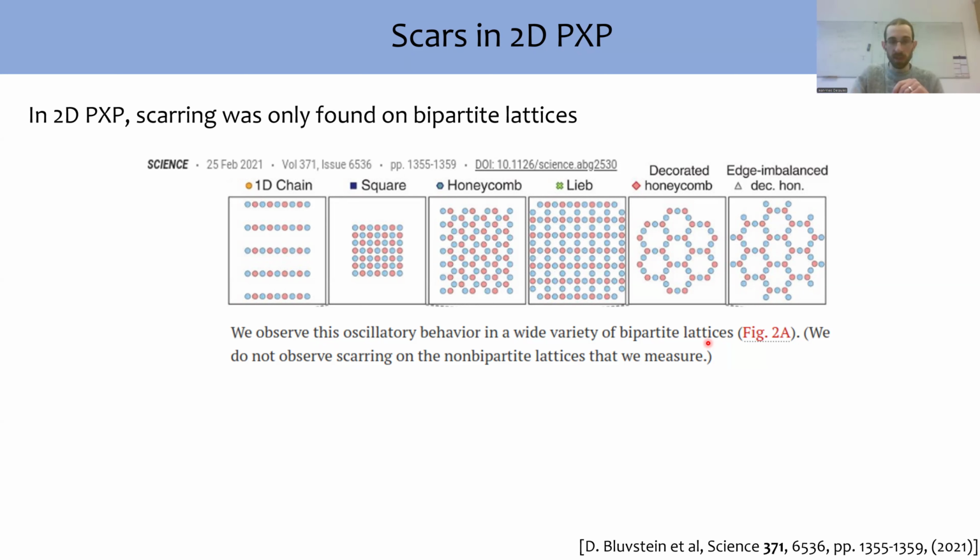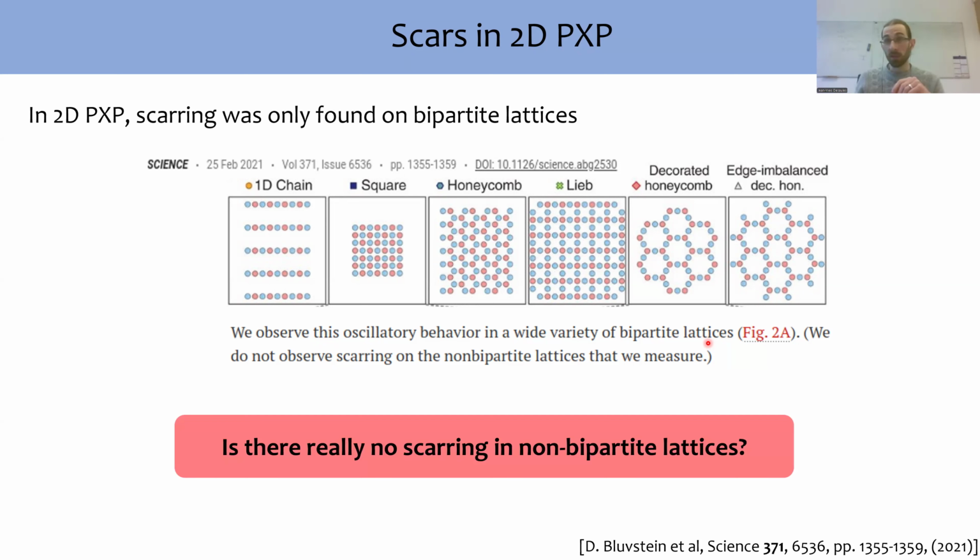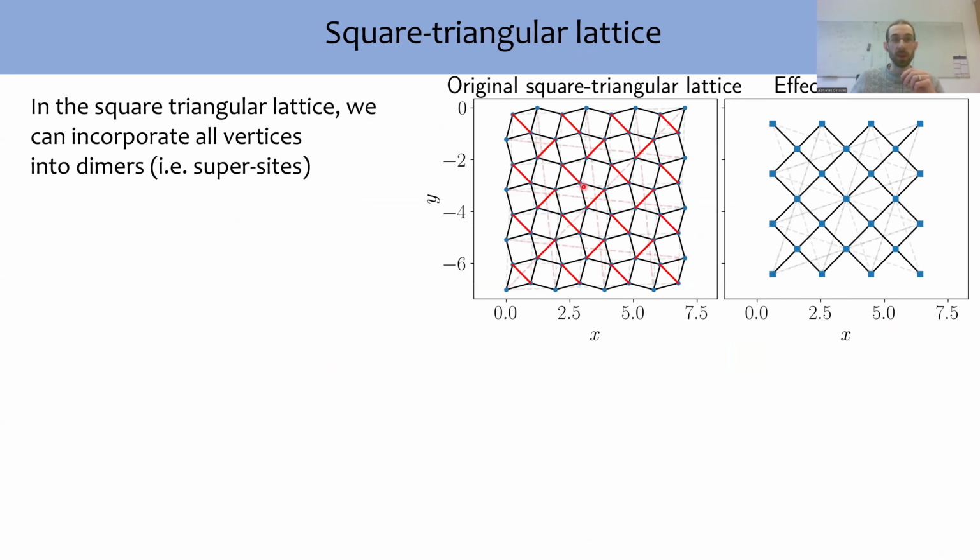And so we asked the same question. Is there really no scarring, or is it just that they didn't try the right state? And well, if I'm presenting this to you, you can imagine that it's because we indeed find scarring. So let's look at a few examples. The first one is a square-triangular lattice, which is just this lattice made of squares and triangles, as the name indicates. And as soon as you have triangles, you know it's not bipartite. And if you look at any kind of product state, you don't get revivals.